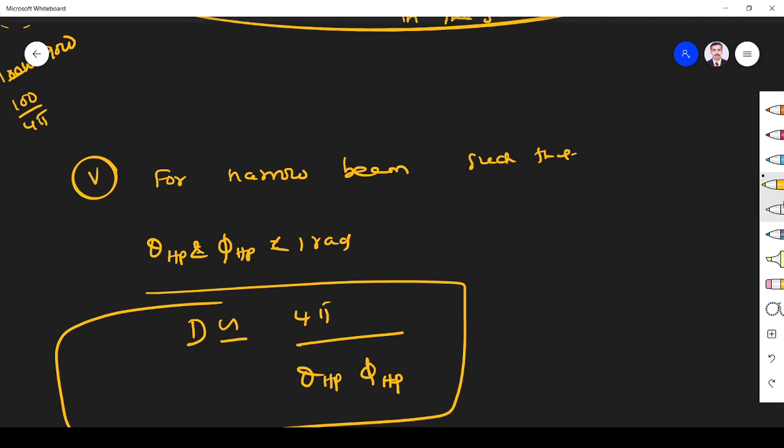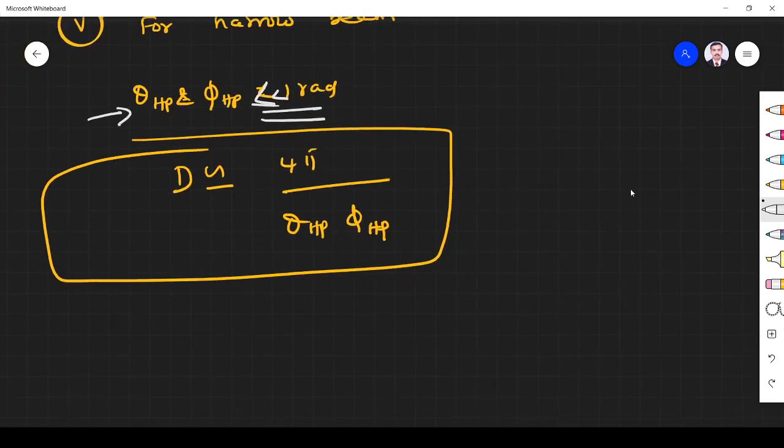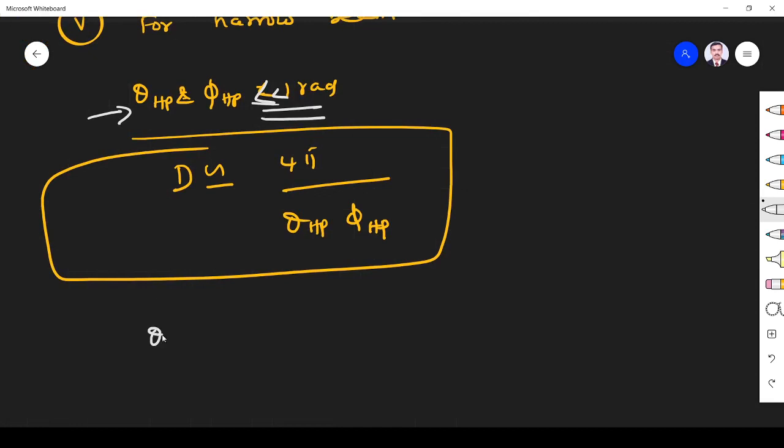If they give a question with half power beam width less than or equal to 1 radian, or far less than 1 radian, this is very important, we have to use it. For example, let us see if theta hp is equal to 1 degree, that is highly directional. Phi hp is also 1 degree, that means a very narrow beam. 1 degree is a very narrow beam like this.